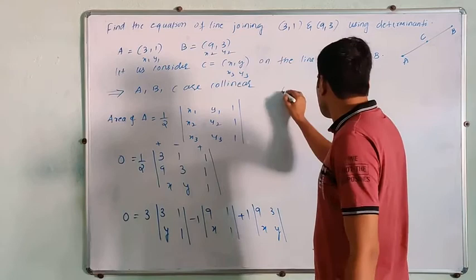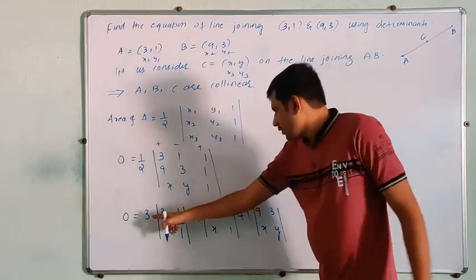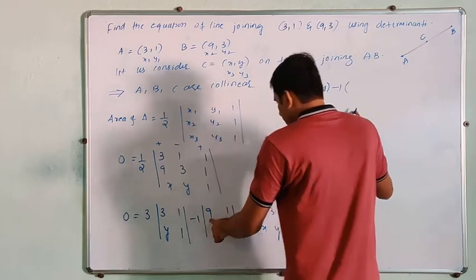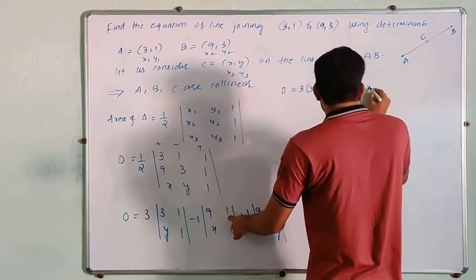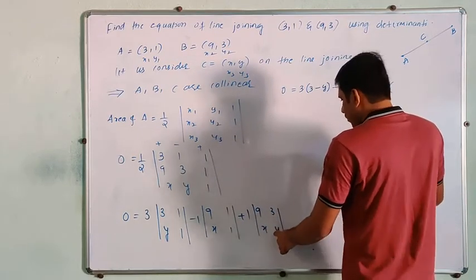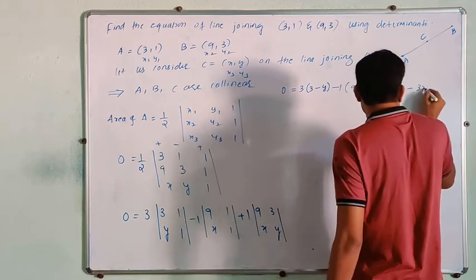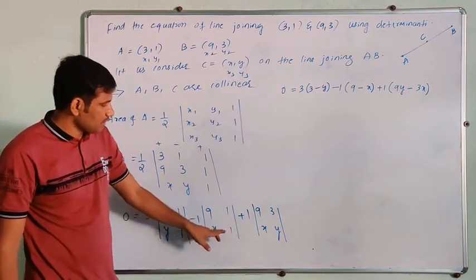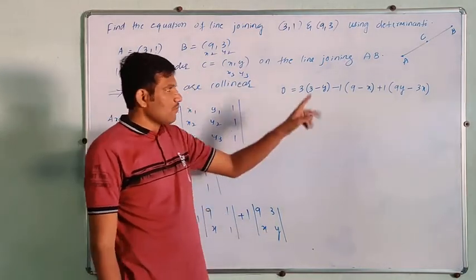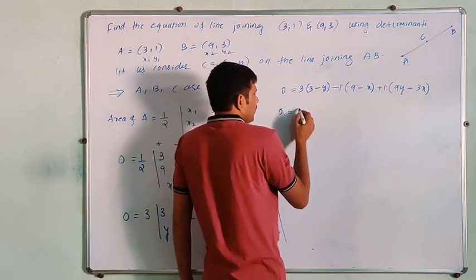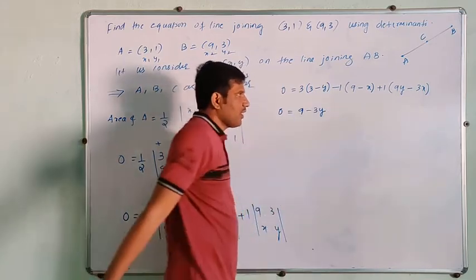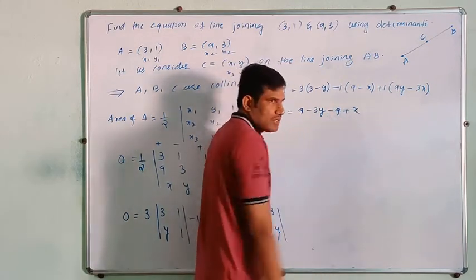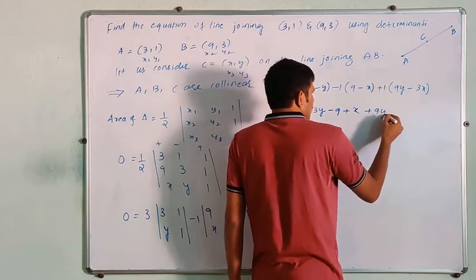Now expand that. 0 is equal to 3 into bracket 3 into 1 is 3 minus y into 1 is y, minus 1 into bracket 9 into 1 is 9 minus x into 1 is x, plus 1 into bracket 9 into y is 9y minus x into 3 is 3x. So 0 is equal to 3 into 3 is 9, 3 into minus y is minus 3y, minus 1 into 9 is minus 9, minus into minus is plus x, then 1 into 9y is 9y, and 1 into minus 3x is minus 3x.